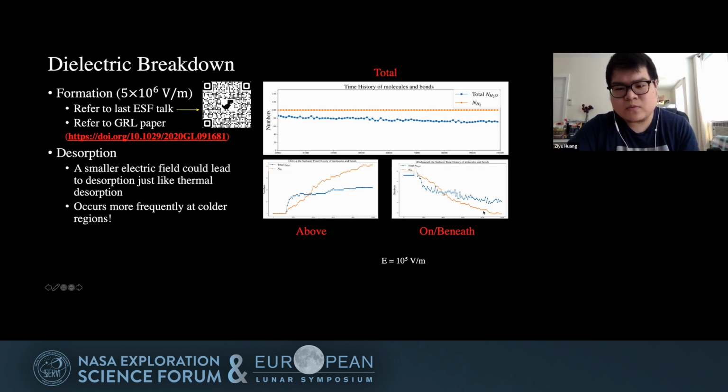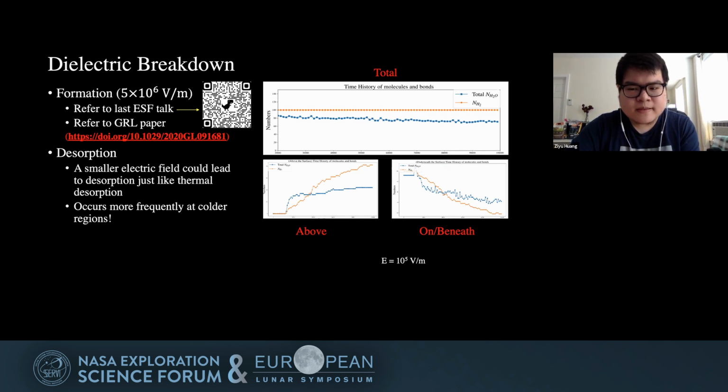But the hydrogen molecules and also water molecules are leaving the surface. That can be seen from the lower 2 figures. And in contrast to thermal desorption, this occurs more frequently in colder regions.